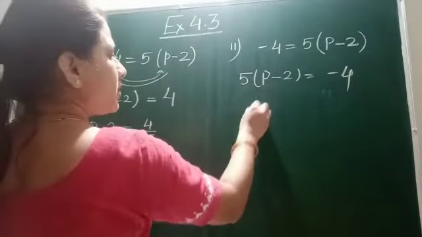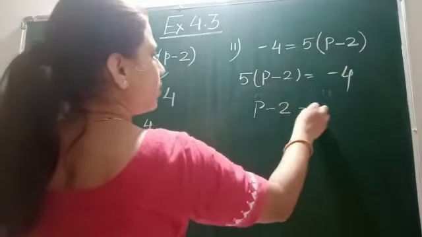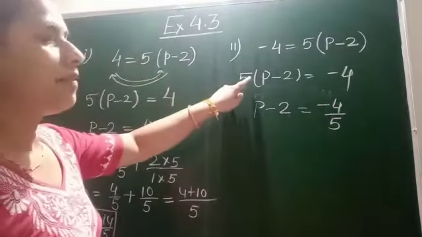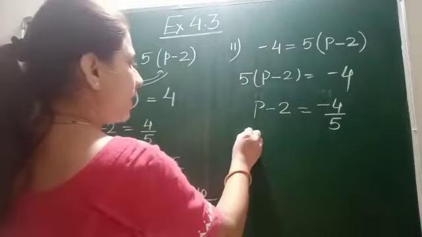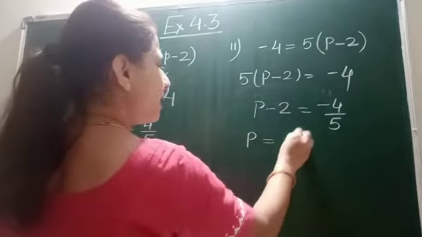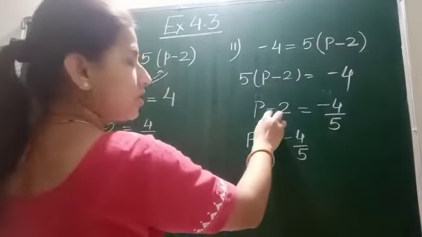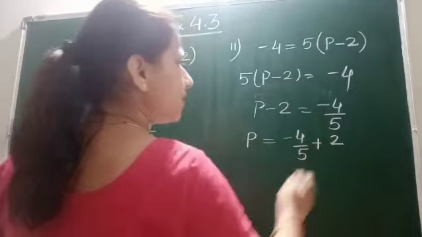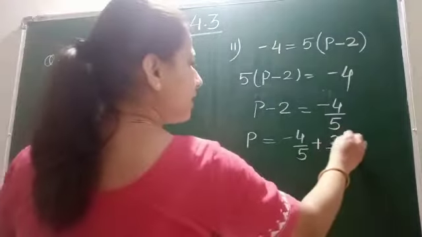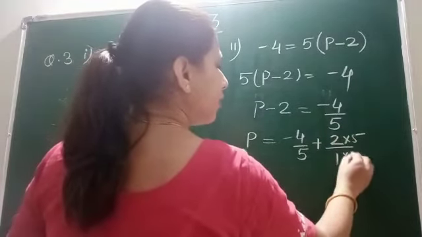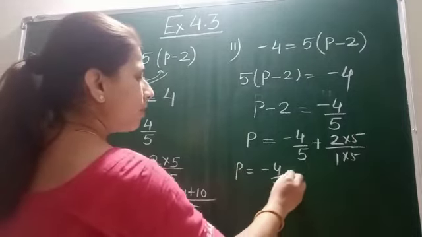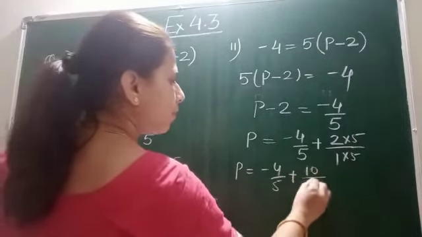Now we will shift this 5 from left hand side to right hand side. It will come in the denominator because 5 is here in the product form. Next step, now we will shift this minus 2 from left hand side to right hand side. Obviously the sign will change. This minus will convert into positive sign. Then we will make the denominator same. For that we will multiply numerator and denominator by 5. Next step, p equals minus 4 upon 5 plus 5 2s are 10 upon 5.